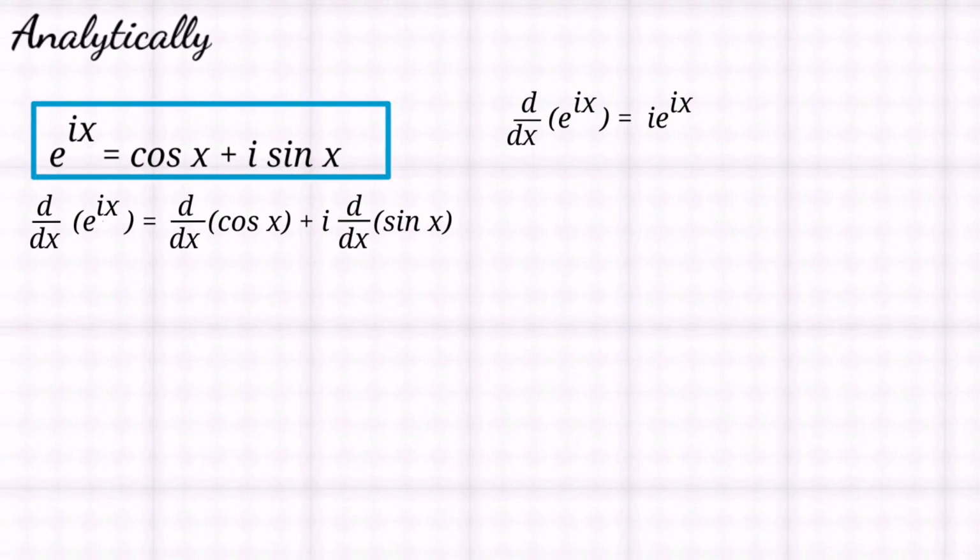Now here I just replace theta by x in Euler's equation. Now differentiate both sides with respect to x. Yet we don't know the answer of d/dx of cos x or sin x, so just leave it as it is for the time being. We do know the derivative of e to the power ix, which is i e to the power ix. Now replace e to the power ix with its value here and multiply by i.